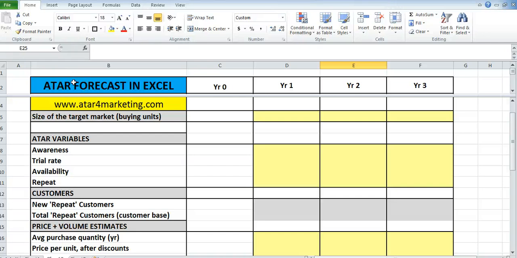Okay, welcome to how to construct the ATAR forecasts for new products using Excel. This will be a step-by-step guide to building this spreadsheet and doing the calculations.